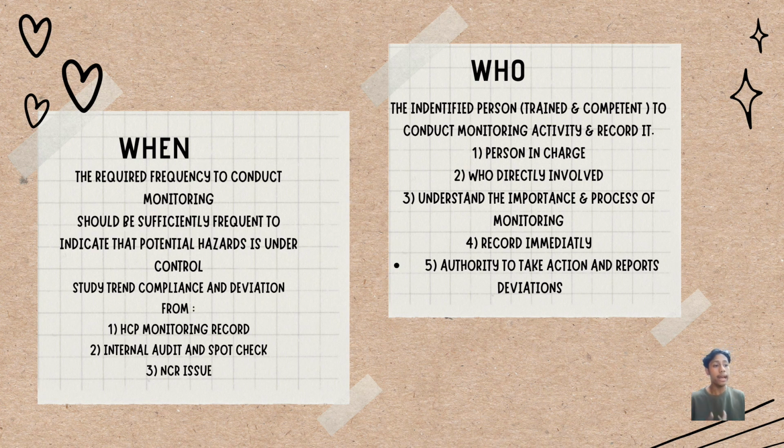For who, they identify a person trained and competent to conduct the monitoring activity and record it. So first is the person in charge. Number 2 is who is directly involved. Number 3, understand the importance and progress of monitoring. Number 4, record immediately. And lastly, authority to take action and report deviation.